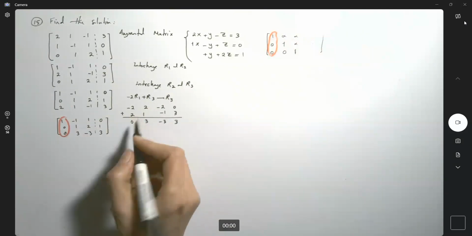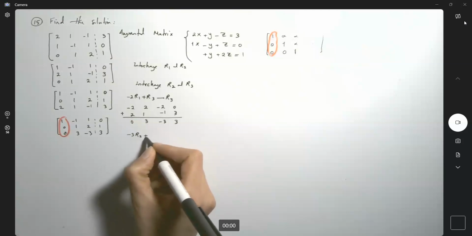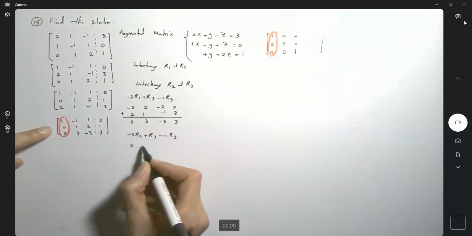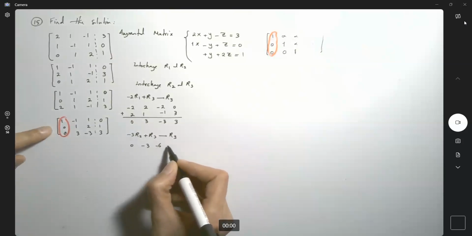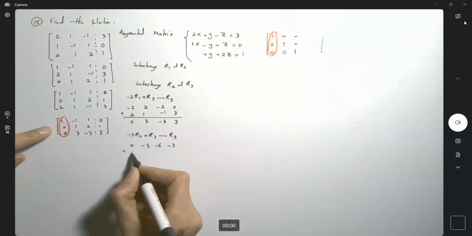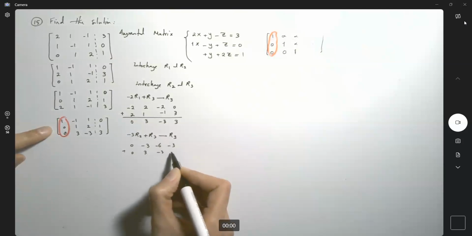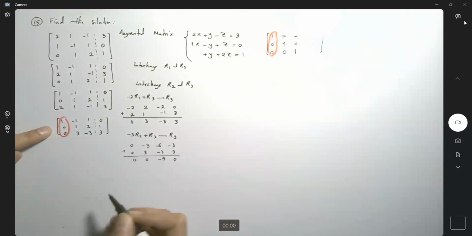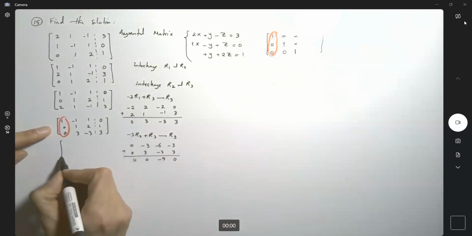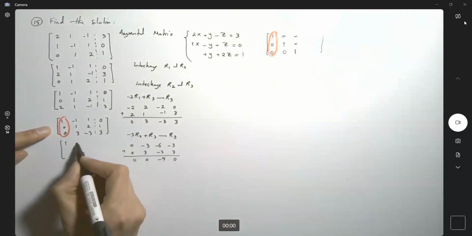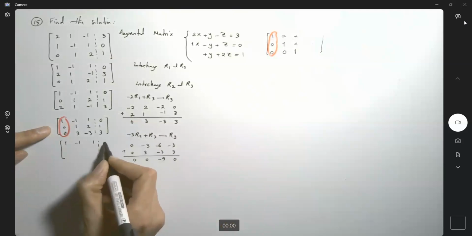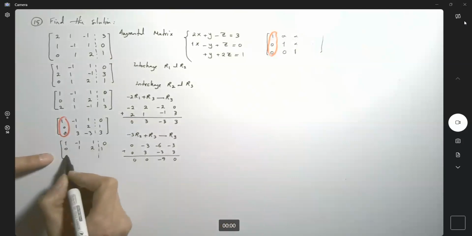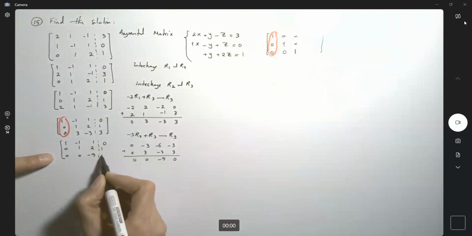So negative 3 times R2 plus R3 replaces R3. So I have a 0, negative 3, then I have a negative 6, and negative 3, plus 0, 3, negative 3, and then 3. This guy becomes 0, 0, negative 9, and 0. Very good. So my new matrix is 1, negative 1, 1, and then 0. My second row stays the same, 0, 1, 2, 1. And my last row is 0, 0, negative 9, and 0.